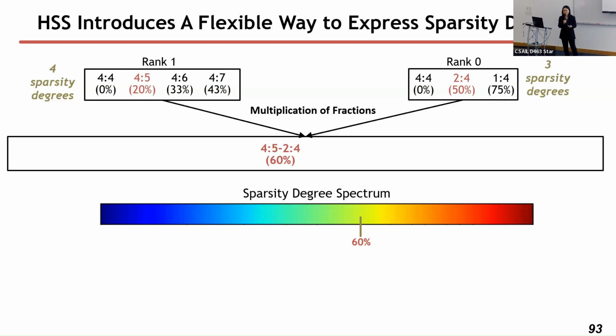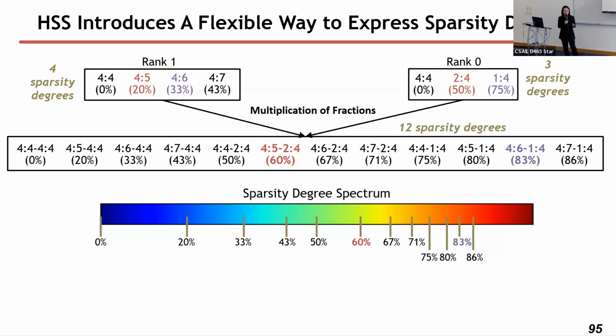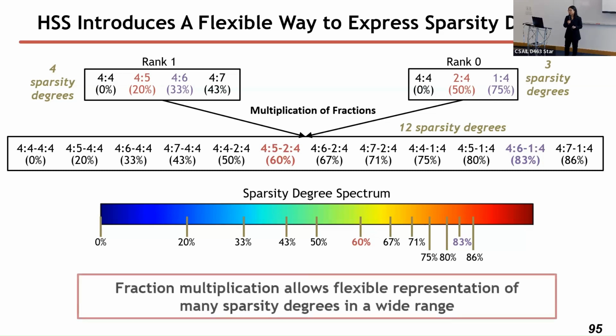And as you probably have noticed, this sparsity is tightly related to the multiplication of the fractions. Each one of them is coming from a specific rank choice. So we can do some other combinations to form a more sparse tensor. And as you can imagine, we can mix and match all of the ratios that are available and have 12 different sparsity degrees supported by this pattern. And this kind of flexibility allows us to represent a wide range of sparsities with many degrees, with only a few of them supported at each rank.